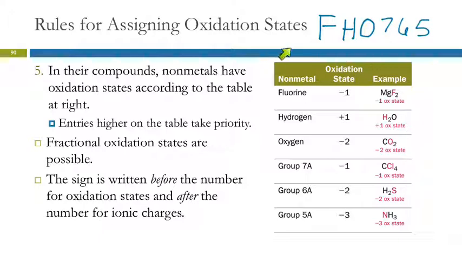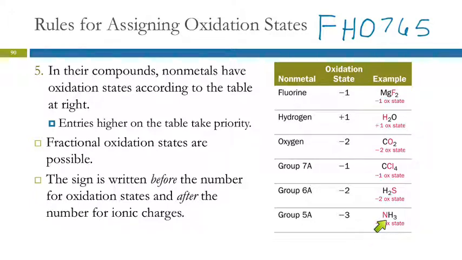Okay, so how is this going to help us? This is the order. Fluorine, hydrogen, oxygen. That's the FHO. Group 7, group 6, group 5. The oxidation states are the same number as the charge those elements would have if they were an ion. So basically we're looking at these nonmetals and we're saying, okay, you can't both have the charge that you want, right? Because if we look at, let's look at NH3.